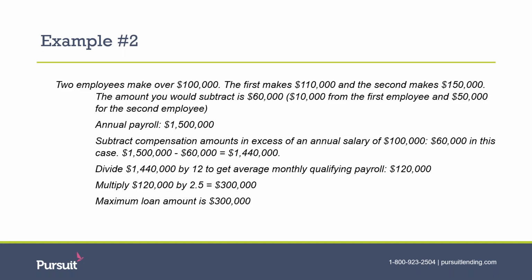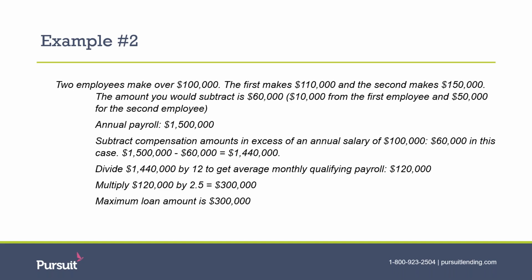We're going to look at a second example now. In this case, it's a little trickier where we have 2 employees that make over $100,000. One of them makes $110,000, the other makes $150,000. So that equates to $60,000 that is above the threshold of $100,000. So we're going to keep that number to the side, and we'll use that in the calculation in a second.